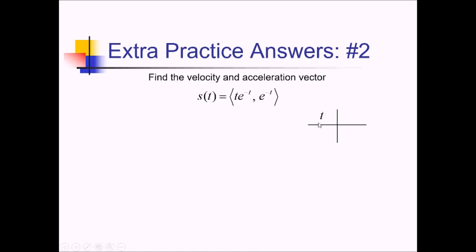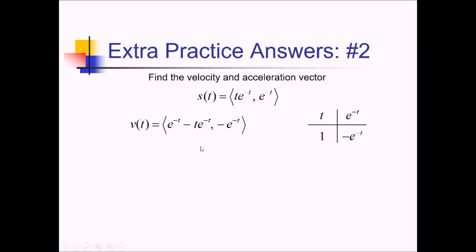I've got a t and an e to the negative t, whose derivatives are 1 and negative e to the negative t. Multiplying that out with the ribbon, I've got e to the negative t minus t e to the negative t. So that whole thing is my x component of my velocity vector, my x prime. For the y component, I just have a negative e to the negative t, so that one's not so bad.